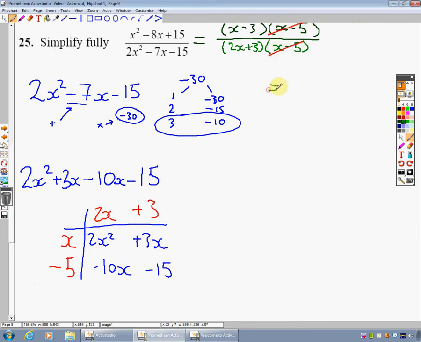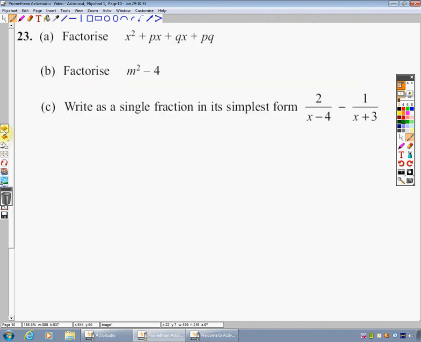Great, and I think I've got one more kind of fraction-y one going on. Okay, factorise this bad boy here. This is just how we normally factorise, nothing in front of the x. I need to find two numbers that add to make p plus q and times together to make pq. Well, this is literally just the algebra behind how we normally factorise. x plus p, x plus q.